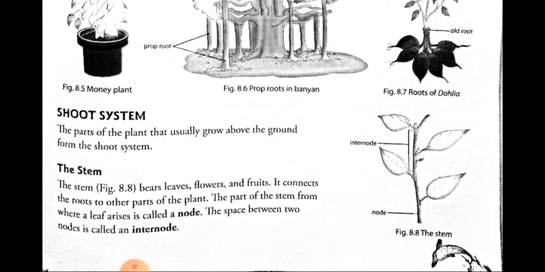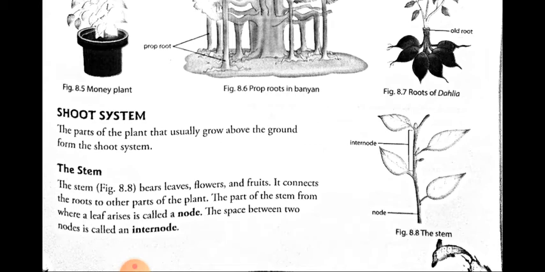The stem is the part of the plant that bears all flowers, fruits and leaves. What is a stem? Stem is the part of the plant that bears flowers, fruits and leaves. It connects the roots to the other parts of the plant. Whatever nutrition is absorbed by the roots is transported to various parts of the plant through the stem.